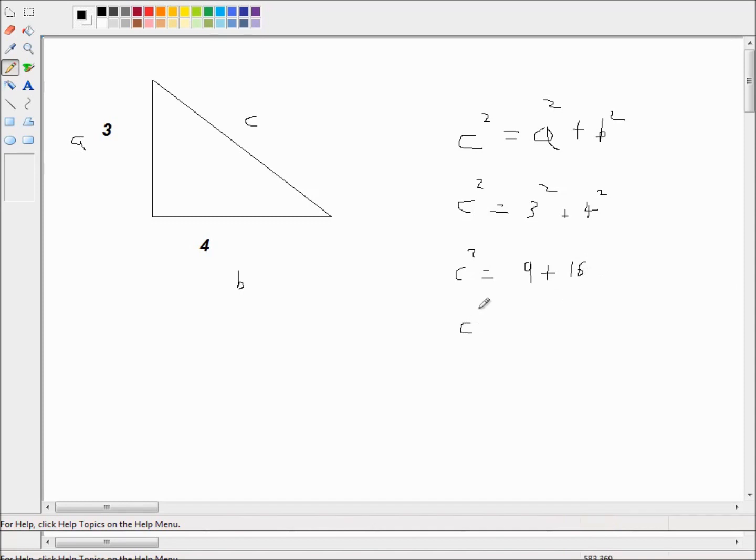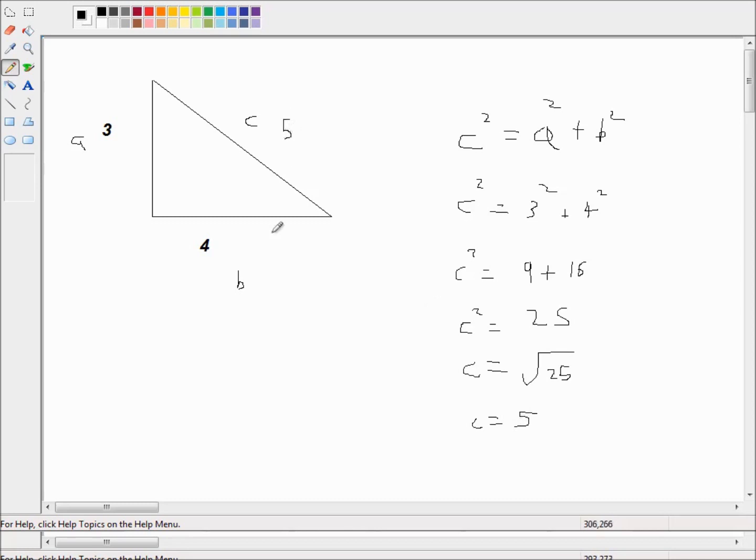So c squared is equal to 25. So c is equal to the square root of 25. Only the positive root matters because we're talking geometry here. You don't get a negative length. So c is equal to 5. So c is 5 units.